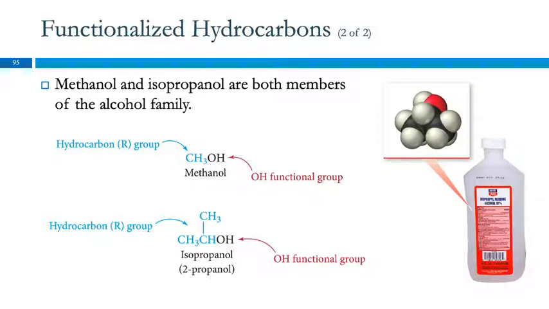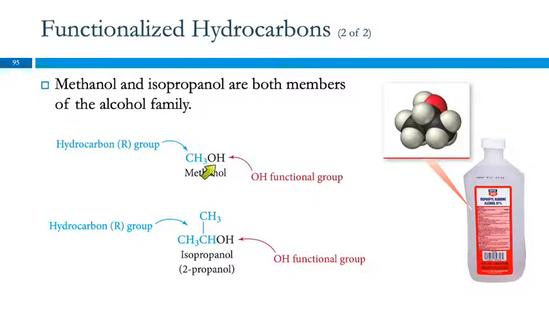The alcohol family: all of the alcohols contain an OH functional group. This is methanol, and this is isopropanol. It's rubbing alcohol, and this is sometimes called wood alcohol. Neither of these things are safe to drink, but they're both members of the alcohol family.